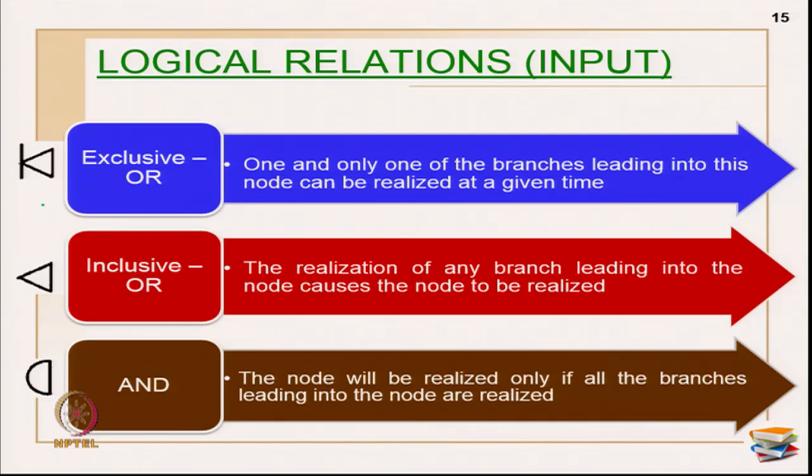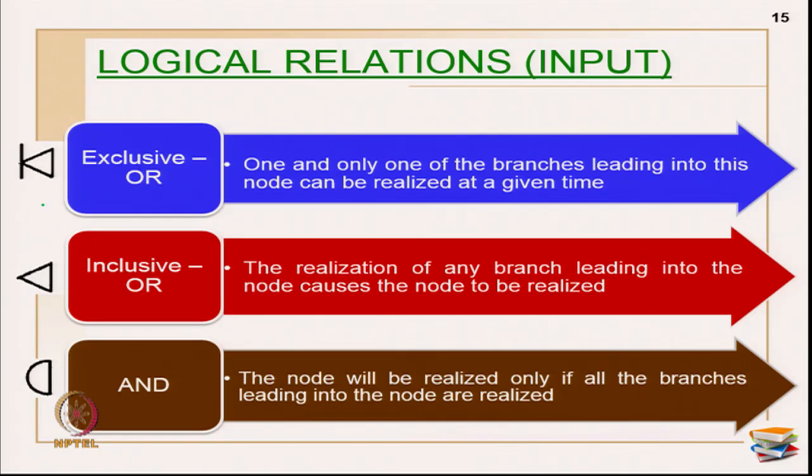So, when I am drawing a straight line with a triangle, it is called exclusive OR, and only one of the branches leading into this node can be realized at a given time. So, only one branch leading from the node will be realized here. Okay. The next is inclusive OR.